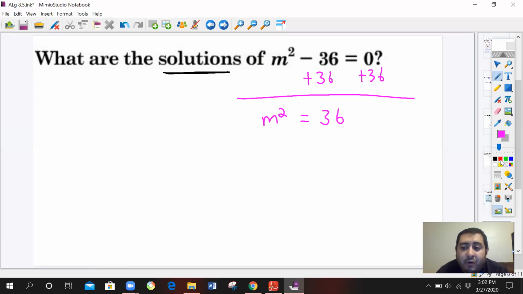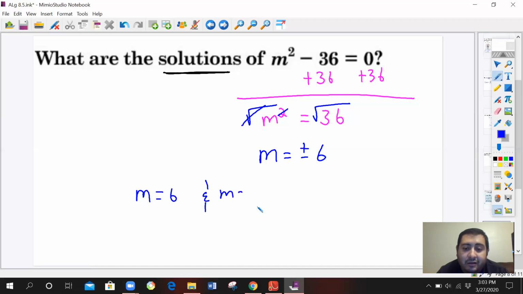So here we could just move forward to canceling the squared. Again, by applying the square root method, we apply square root, so that this and this will get canceled, and we only have a variable of m. Square root of 36 is going to be a 6. Don't forget the plus and the minus. That means that you have two solutions: m equals 6 and m equals -6. This is going to be considered two solutions.